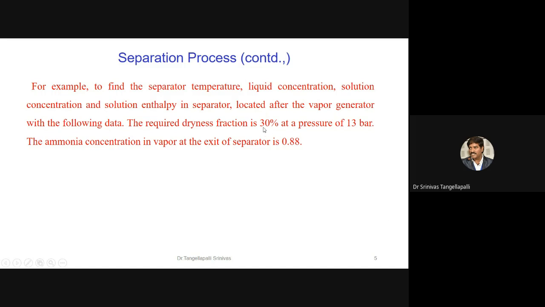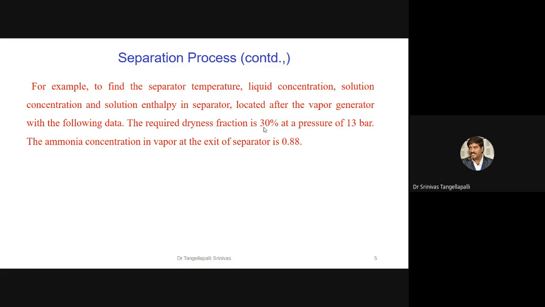What is the meaning of this dryness fraction? Separation means it's a liquid and vapor mixture. The liquid is 70% and the vapor is 30%. Dryness means the vapor is 30%, and the balance is liquid, that's 70% liquid. So you have phi equal to 0.3, that's the vapor fraction, or the dryness fraction.